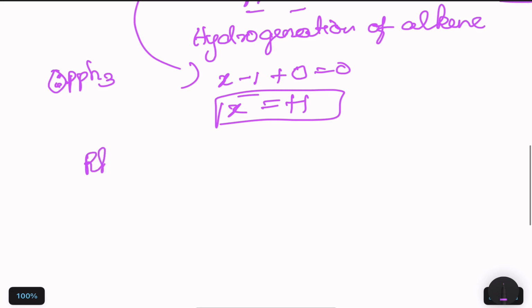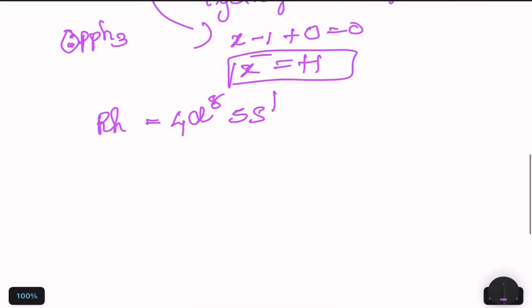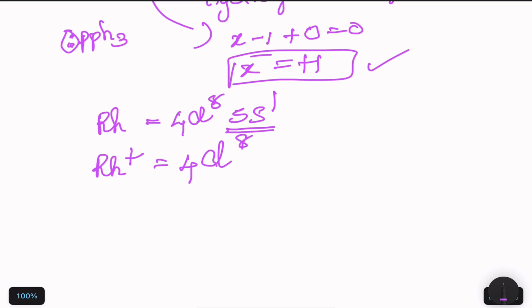Okay, so initially rhodium's electronic configuration is what? 4d8, like outermost I am telling. Okay, 4d8 5s1. Okay, so in this case we take it as rhodium plus because we have found that it has +1 oxidation state. Then the electron will be lost from the outermost shell, that is the 5th shell. So the total number of electrons will be 4d8. So this is the configuration for this particular complex.